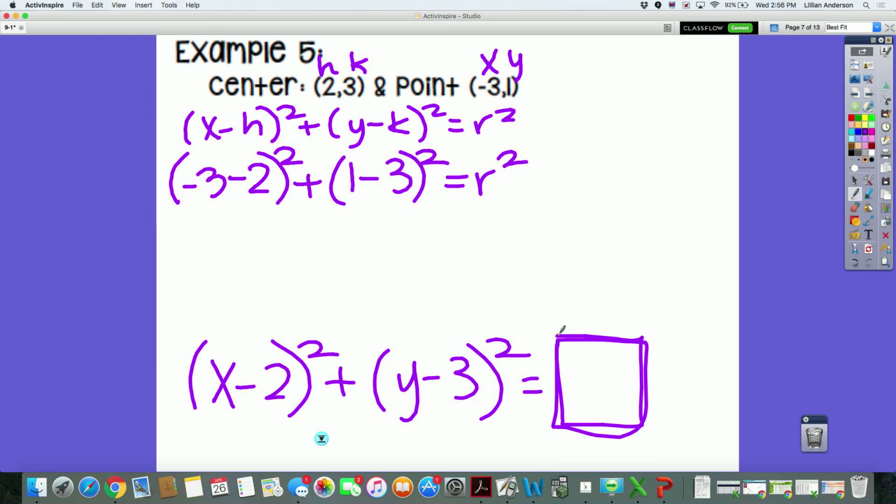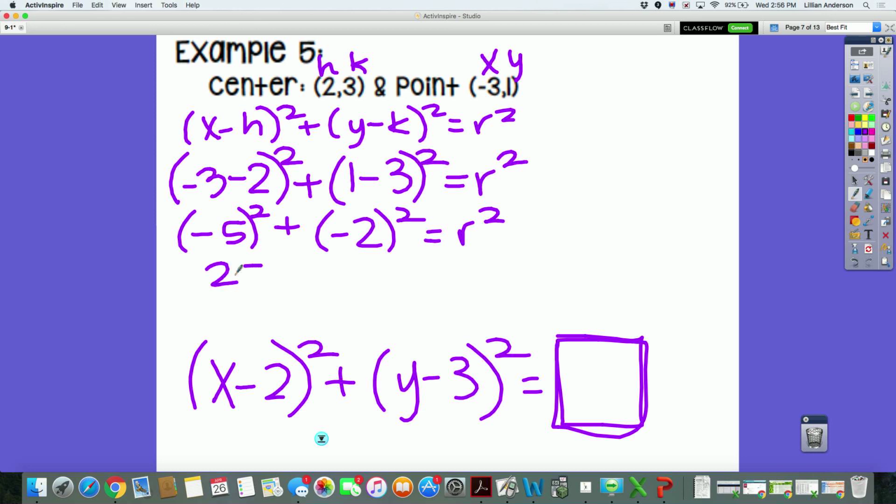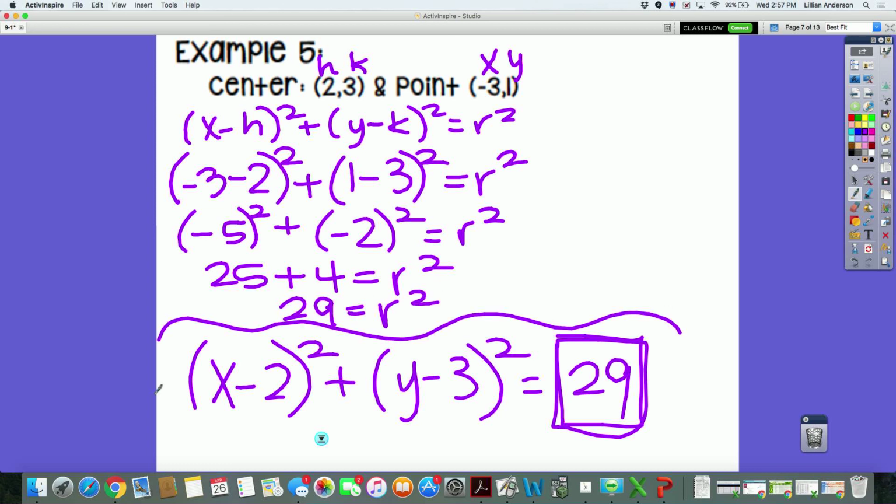What's negative 3 minus 2? So it's going to be negative 5 squared. And then what's 1 minus 3? Negative 2 squared. The beauty of this is you should only be working with positive numbers. What's negative 5 squared? Negative 2 squared. So my radius squared is going to equal 29. That's what goes into my formula, and I have my equation of my circle.